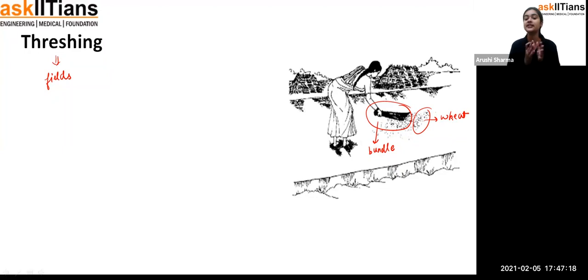Exactly, that's why this threshing method is used. They make a bundle of it and start beating it, so that the wheat, or any other thing like rice or pulses, gets separated out from it. So this is the threshing method, students. Fine.